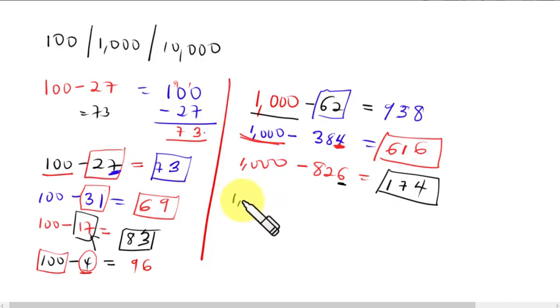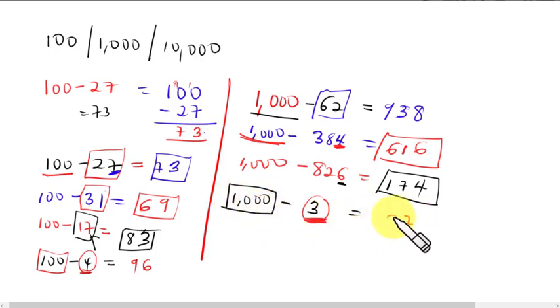Now, what if they gave you something like 1,000 minus 3? 1,000 has 4 digits. In the final answer, I should get 3 digits, but I have 1 here. So that is the last number. What number should I add to 3 to get 10? That's 7. But I should get 3 digits, because 1,000 has 4 digits, 1, 2, 3, 4. So in the final answer, I should get 3. So I just have to add 99 to make the 3.